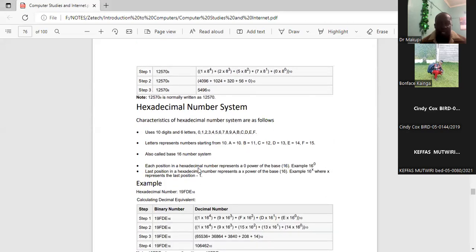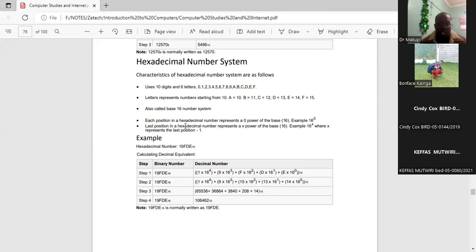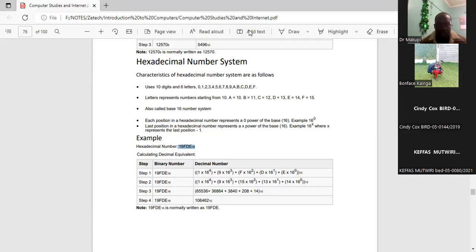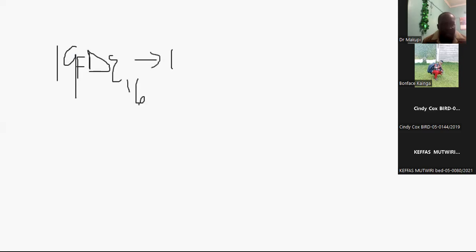Now, the other one is hexadecimal. You'll be given a number 19FDE base 16. Convert this one to its decimal equivalent. Now, a number like this, 19FDE. This one is base 16. Convert this one to its decimal equivalent.